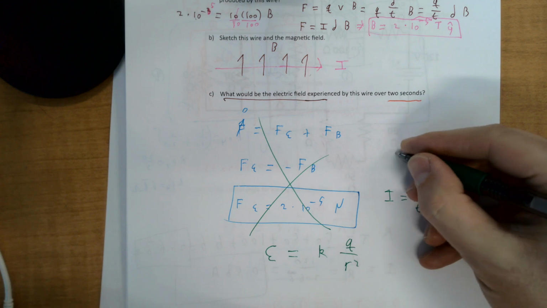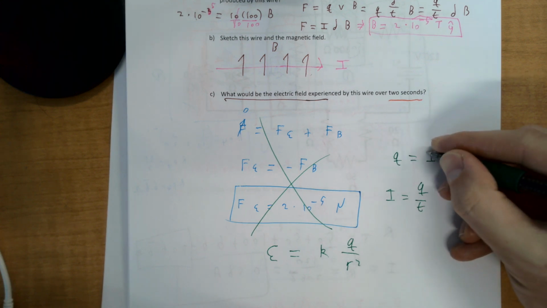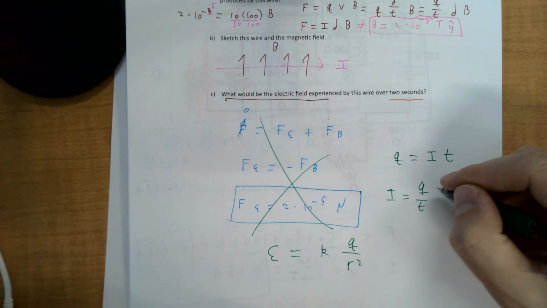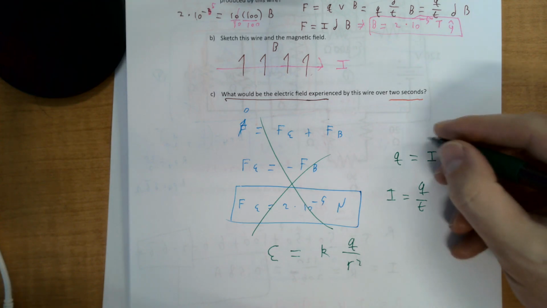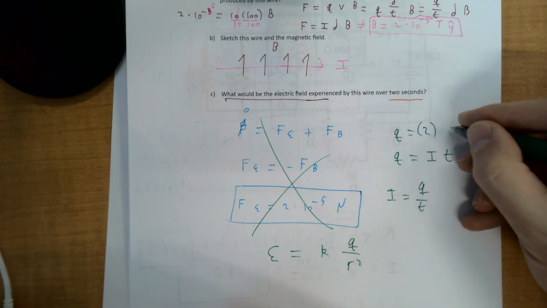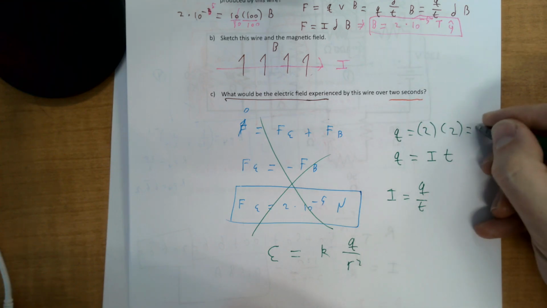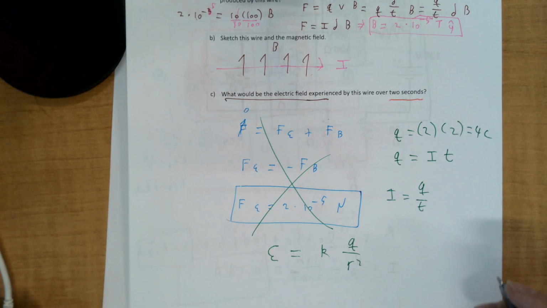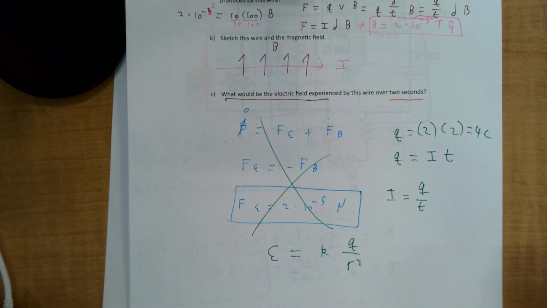So Q is equal to I times t. I is 2 amps, so Q is 2 times 2, which is 4 coulombs. So we know the charge is 4 coulombs. Can we get a distance? Well, I can feel it 100 meters away, so we're going to use 100 meters. That's the electric field you would experience 100 meters away. That's kind of missing from this part of the problem, but that's fine.